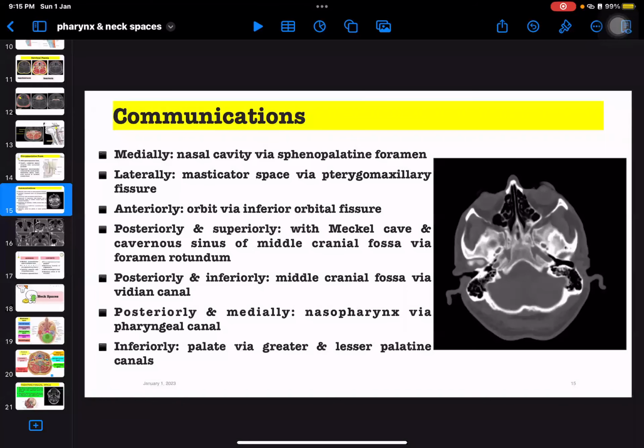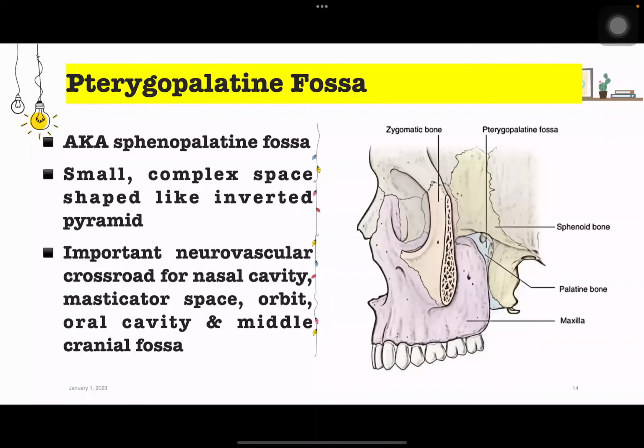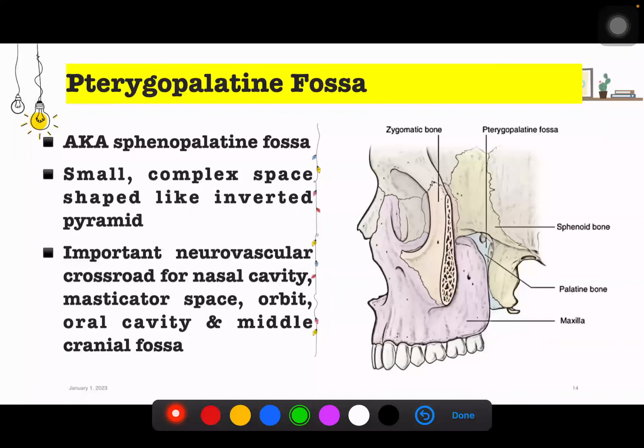So regarding the contents, it will contain the pterygopalatine ganglion, which is the largest parasympathetic ganglion. The largest one is the pterygopalatine. Others are otic ganglion, submandibular ganglion, and ciliary ganglion. So we say that the vidian nerve and the maxillary nerve will give ganglionic branches.